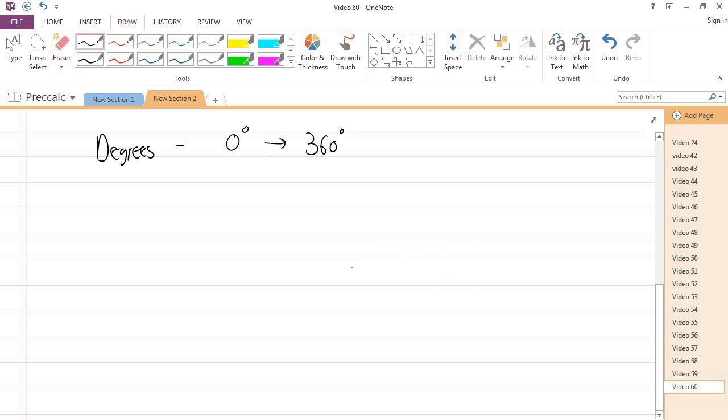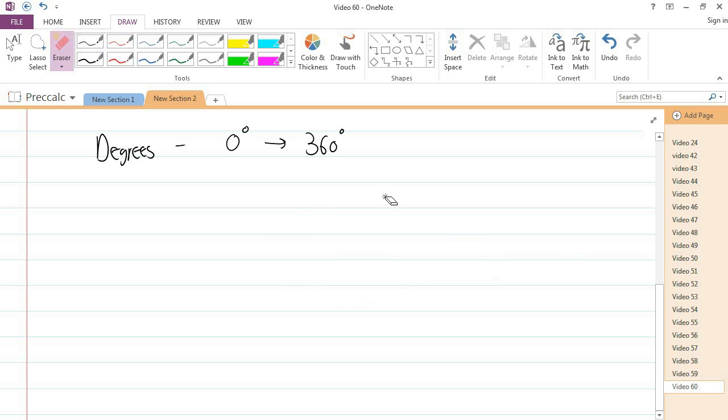If it's 360, that other ray has traveled all of the way around the circle and has landed in the same spot where it started. So once again, we have two rays on top of each other. Anything between 0 and 360 is some kind of an angle. For instance, 90 is right here. This is a right angle, and so on.